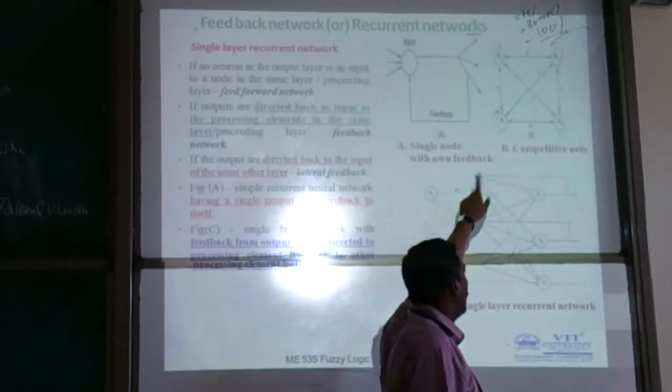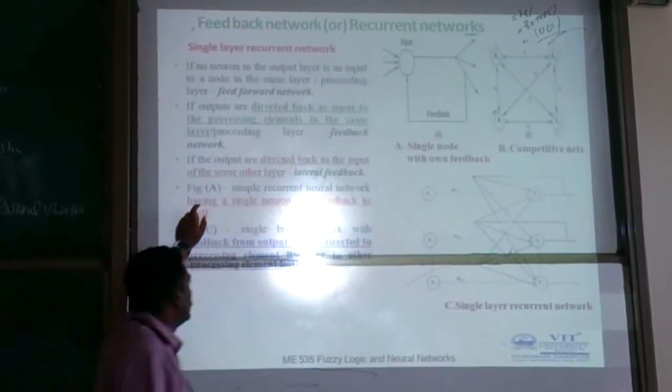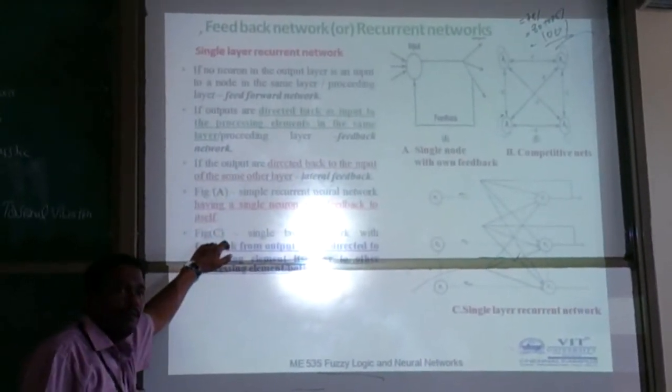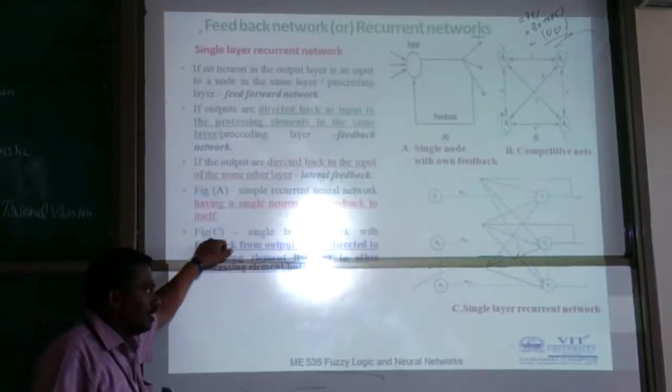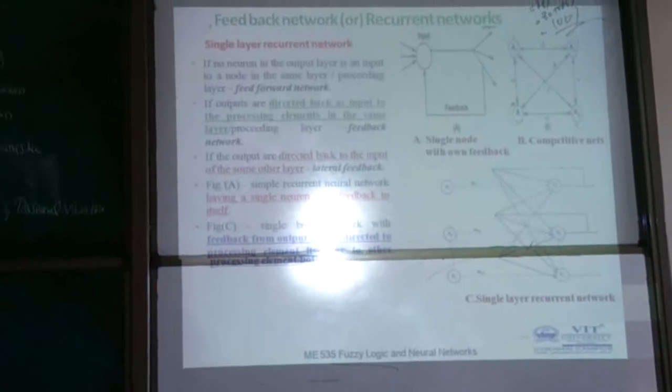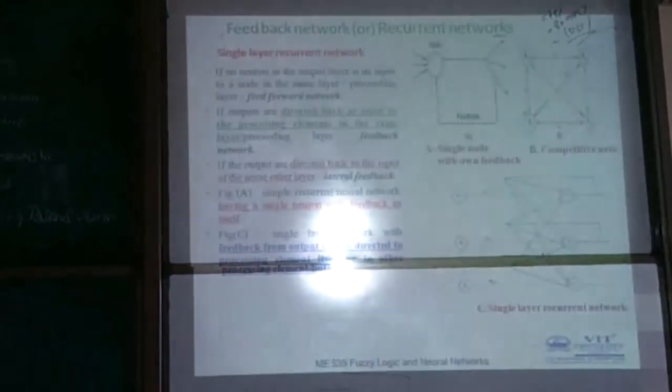This is called a single node. This is called a simple network. This is a simple network, but with some complication, where the output is directed to all the processing elements. Today we are not going to use this network.